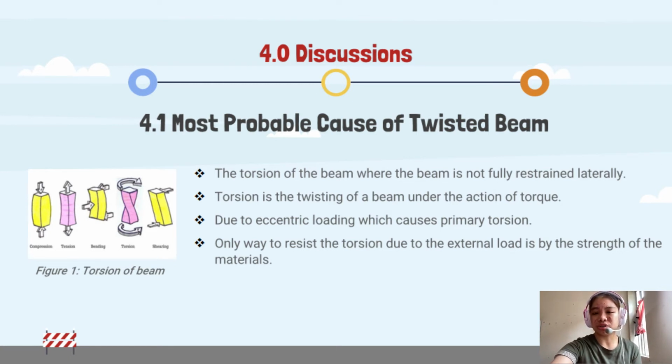In short, torsion is actually the twisting of a beam under the action of torque, which is also known as twisting moment. Torsion in beam occurs due to eccentric loading, which causes primary torsion. What is primary torsion? Primary torsion arises when the structure has no other options to resist the external loads, but a twist. In this case, the only way to resist the torsion due to external load is by the strength of the materials. A simple beam receiving an eccentric line of loading along its span, cantilever or eccentrically loaded box girders are some examples of primary torsions.